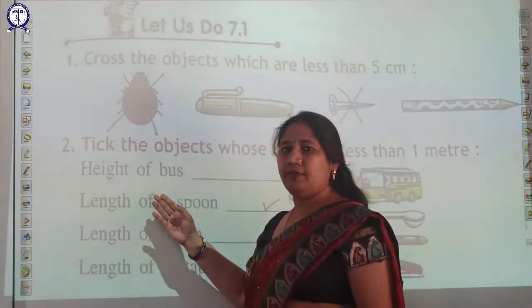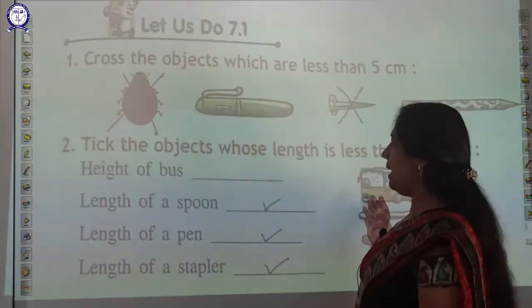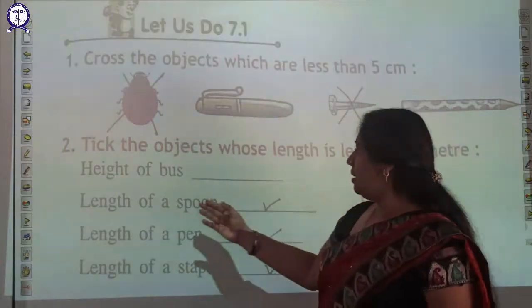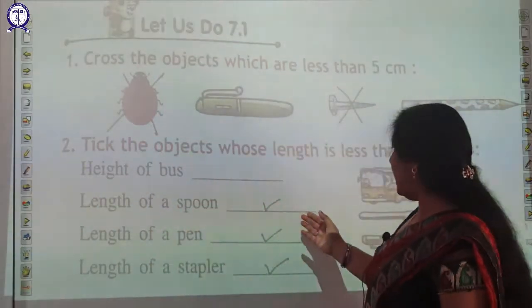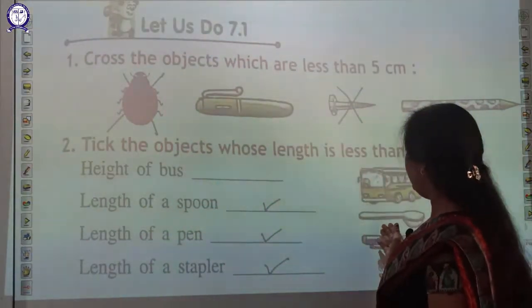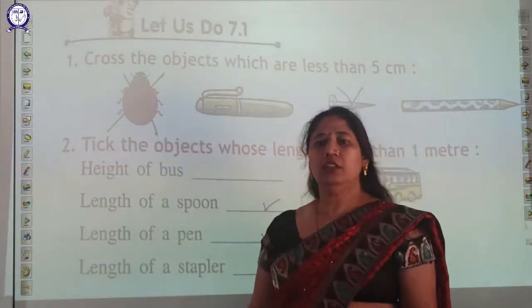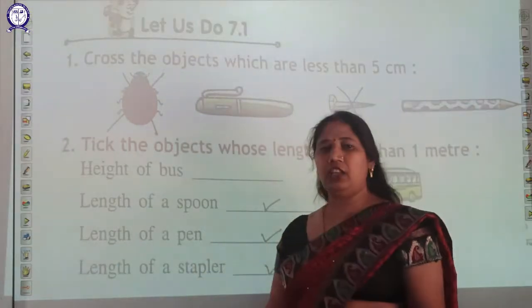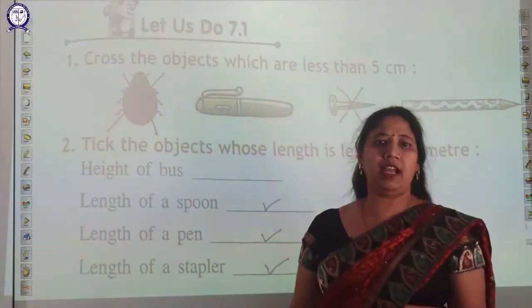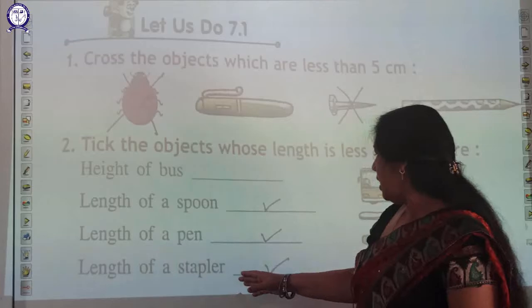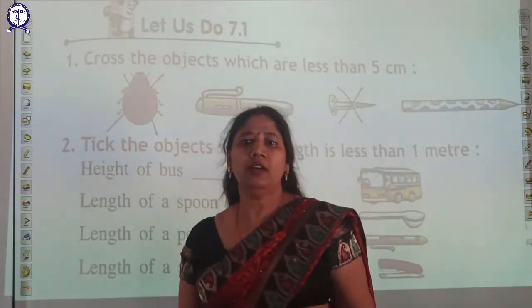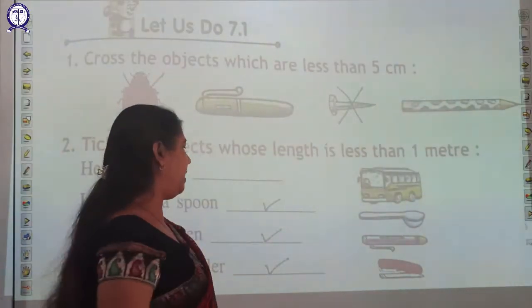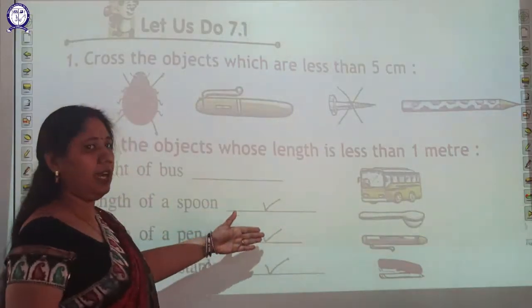Pick the object whose length is less than 1 meter. Height of a bus, more than 1 meter. Length of a spoon, that is less than 1 meter, because that is a very small object. Pen, that is also a small object, so we measure in centimeter. And a stapler is also measured in centimeters, so you have to put a tick.